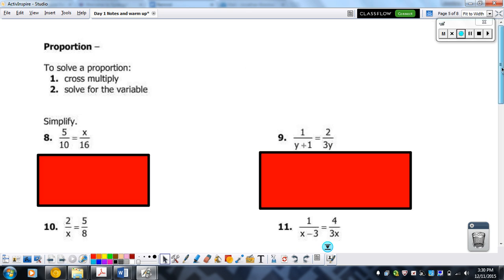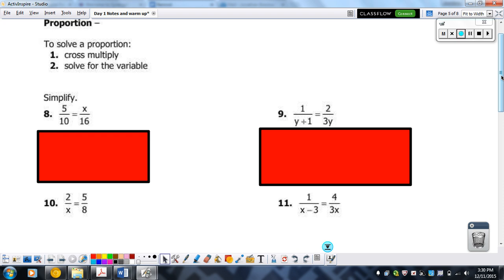Next are proportions. Proportions are ratios set equal to each other. This should be something that you've done in Algebra 1, but we're going to review it real quick. To solve a proportion, you cross multiply and then solve for the variable. So here we have 5 over 10 equals x over 16. You don't need to reduce before you do this. Just go ahead and cross multiply.